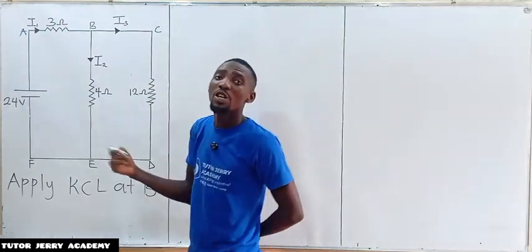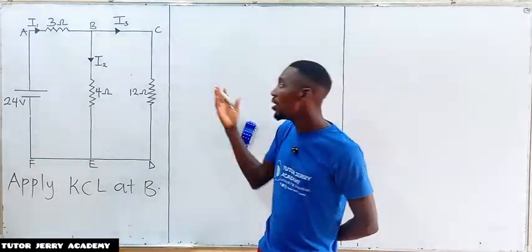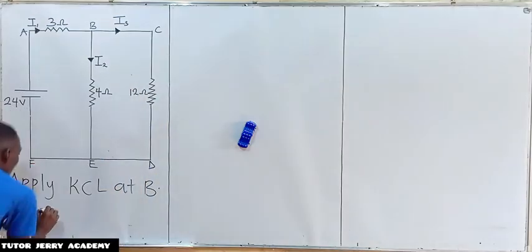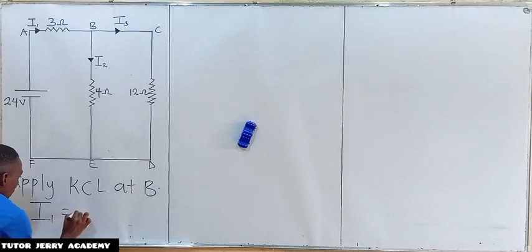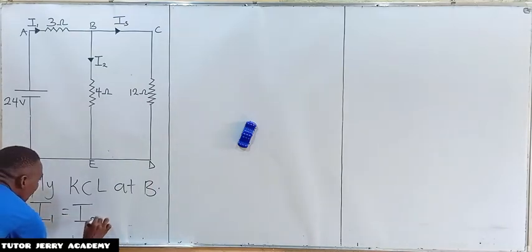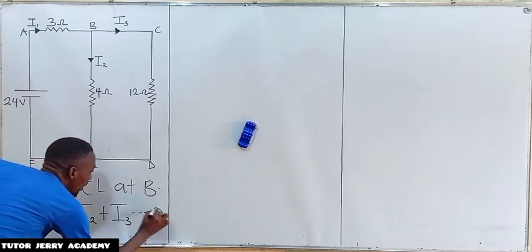So it shows that the summation of current entering node B must be equal to the summation of current leaving node B. So it means that I1 must be equal to the summation of I2 plus I3. So this is equation number 1.